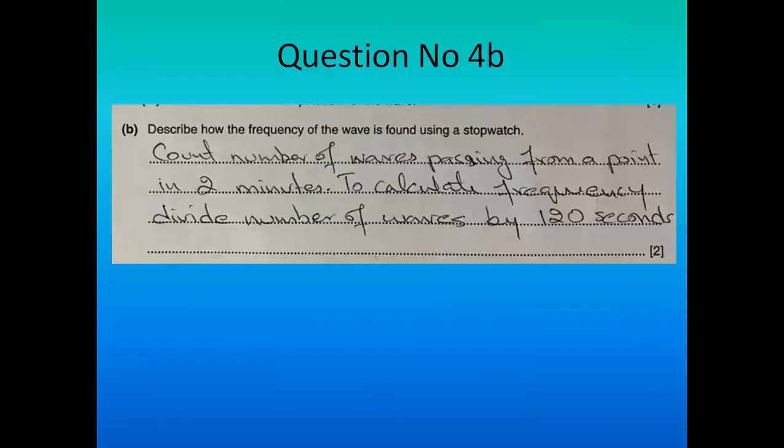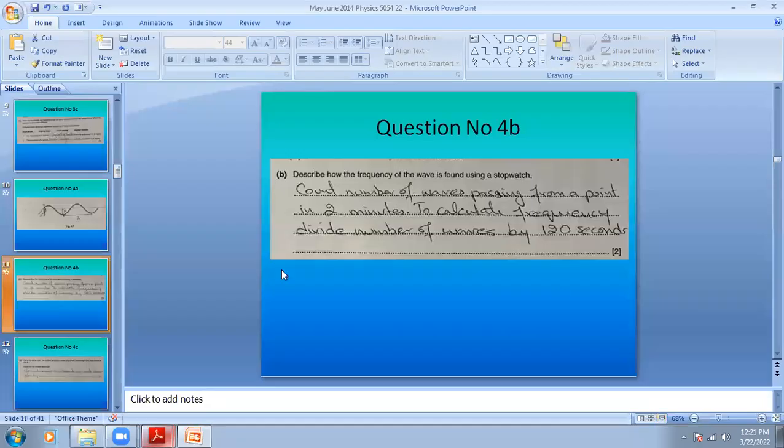Count the number of waves passing from a point in 2 minutes. To calculate frequency, divide the number of waves by 120 seconds. So that will give you the frequency. Okay, let's move to the next part.